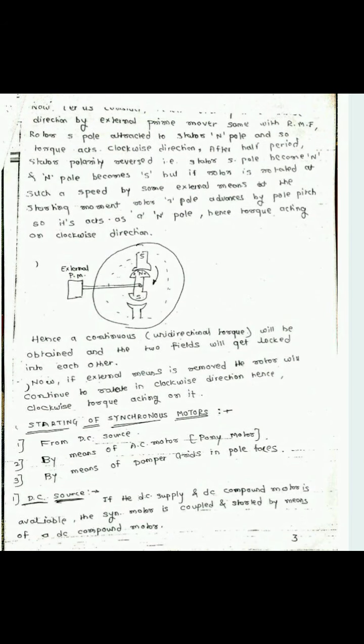Okay, so we will start the next bit: how we start the synchronous motor. The first method is called the external prime mover method. So now let us discuss the external prime mover technique for production of a unidirectional torque.